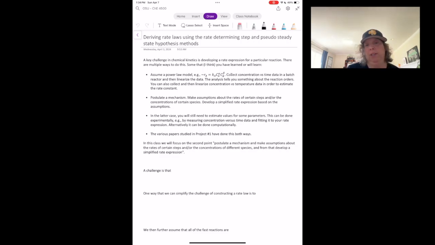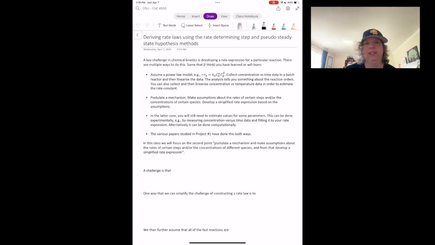Other ways that we can do this, and it's possible that you do this in your unit ops lab, is to collect experimental data about a reaction under different concentrations and different temperatures, and you can use that to postulate a rate law. There's actually a chapter in the Fogler book dedicated to that. I believe it's chapter 7. We will not cover that in this class.